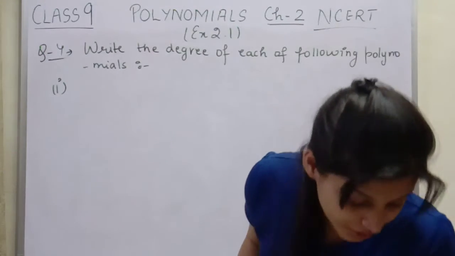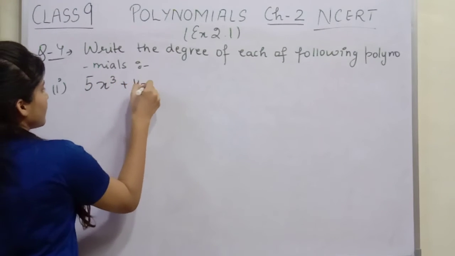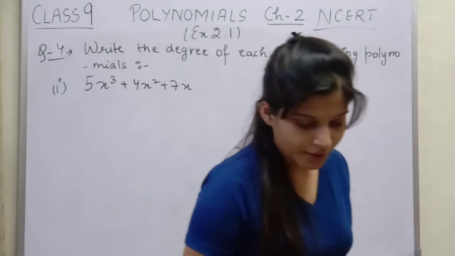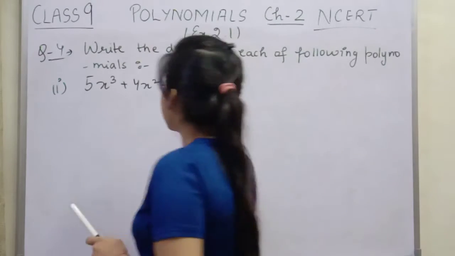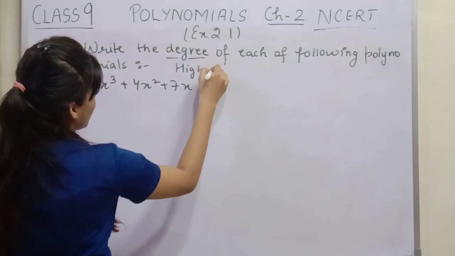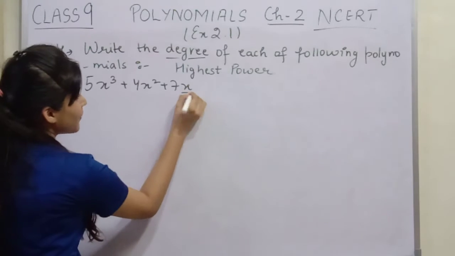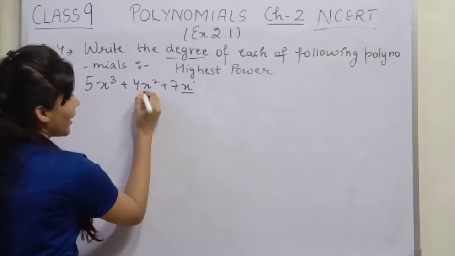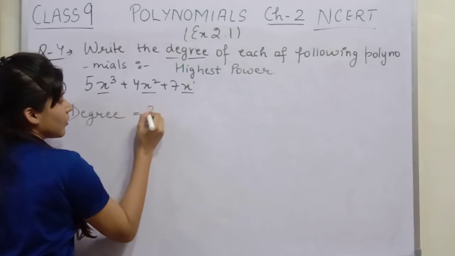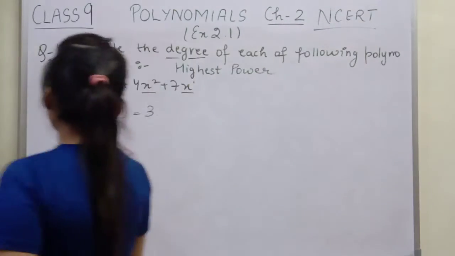So the first part is, so this is the same as we have done in example 1. ठीक है, 5x cube plus 4x square plus 7x. So degree means highest power. Highest power of variable, right? So यहाँ पे variable है x raised to the power 1, power is 1, power is 2, power is 3. So degree would be automatically 3, right?